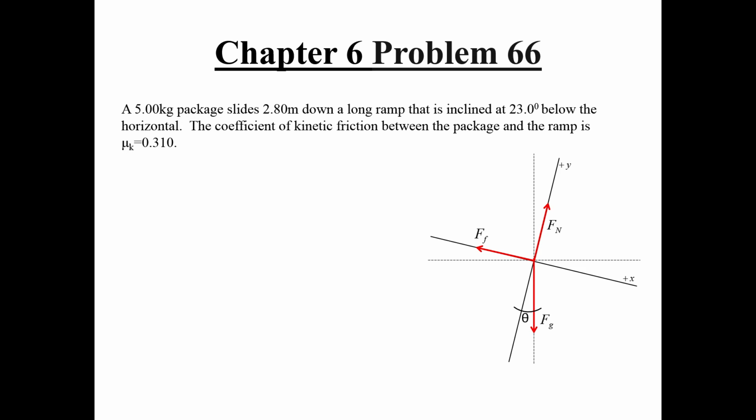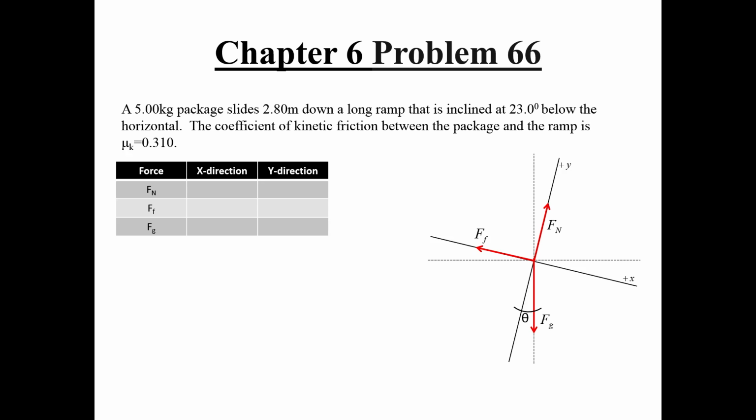There are 3 forces acting on the package: the normal force, the force of friction, and the gravitational force. In the coordinate system we've set up, the normal force does not have an x component and is therefore entirely acting in the y direction. The force of friction behaves oppositely. It has no y component and is therefore acting entirely in the x direction. Because gravity always pulls an object straight down regardless of the angle of the surface it may be resting on, gravity will have both x and y components in this situation. It will have an x component of mg sine theta and a y component of negative mg cosine theta.